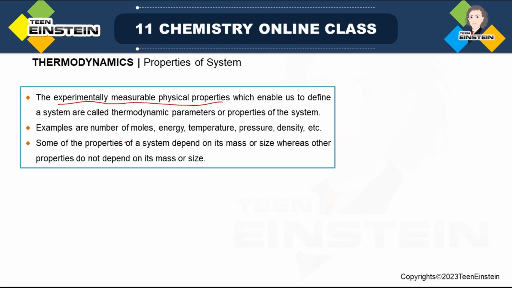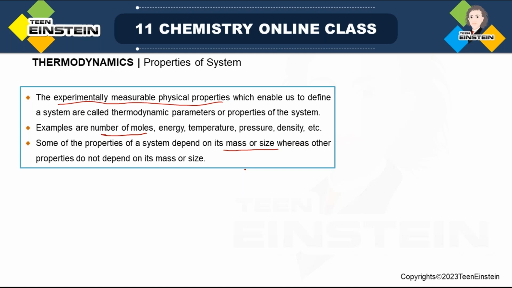Some examples you can see here: number of moles, that is, how many moles of any substance are present. It may be more than one substance, obviously. Then energy, temperature, pressure, density, etc. Now some of these properties of a system may depend on its mass or size. Suppose in one beaker you have taken 500 ml of water, and in another beaker 1 liter of water. So obviously mass is different. There will be some properties of system that are dependent on this mass or size.